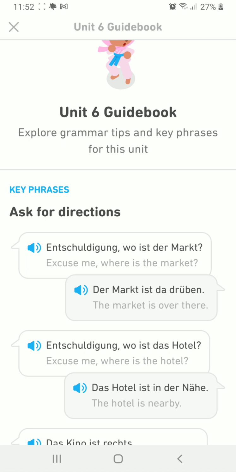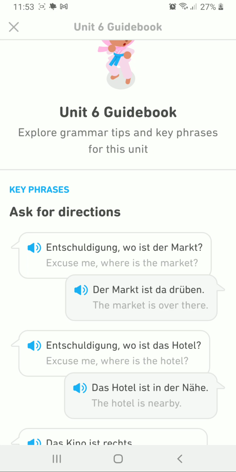So, Entschuldigung, wo ist der Markt? Markt means market, visibly. Der Markt ist da drüben. So we see Markt, it's like a market, or a mart. We also have this word in English, mart, which is a shop. Der Markt ist da drüben. Da drüben, over there.